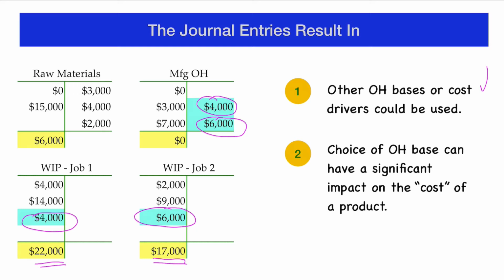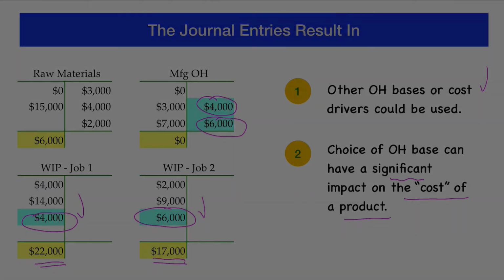However, do note that the choice of overhead base can have a significant impact on the cost of the product. And the reason for that is that these $4,000 and $6,000 are relatively large costs. And if we allocate using a different basis, we could get different numbers there, and those numbers could be quite different from the ones in the current example.